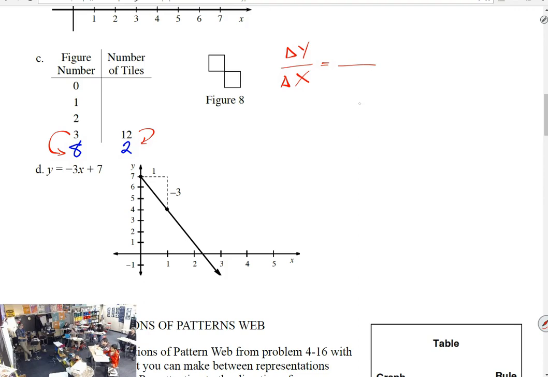Alex, what's up? It would be negative 10 over 5. Negative 10 because we went down. Positive 5 because we went up. That makes our slope negative 2. So, as I take a step forward, I lose 2 tiles. As I take another step, I lose 2 tiles.